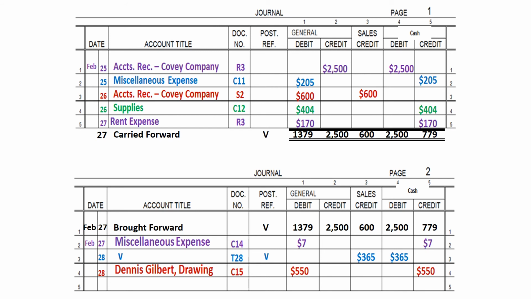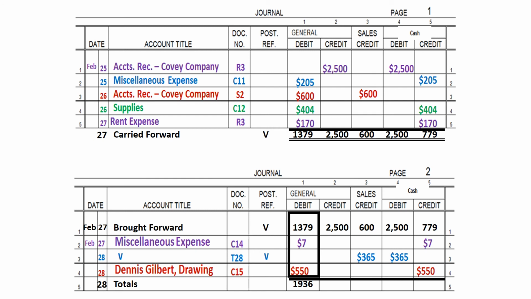And then again, once you're done with it, notice it's the 28th for this year that you're watching it, we are going to prove and rule. Single line means we're going to add it. We're going to put 28. I'm going to put totals now because it's the end of the month. It's totals. Again, carried forward means we're going to be starting a new journal page. Brought forward means this information came from the previous journal page. Totals is the end of the month. No doc number, okay? So I'm going to add up my general debit and credit.